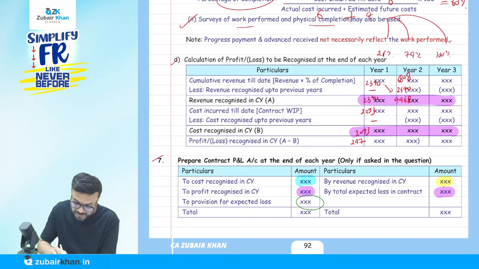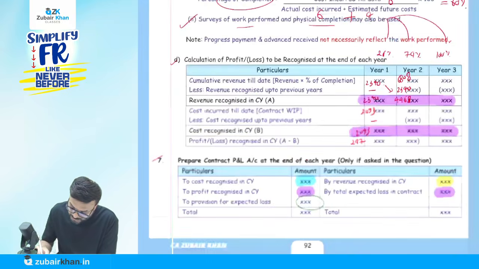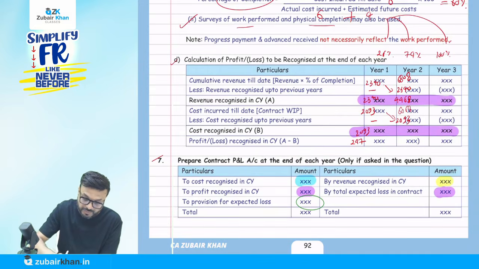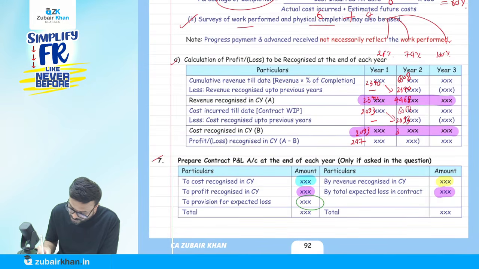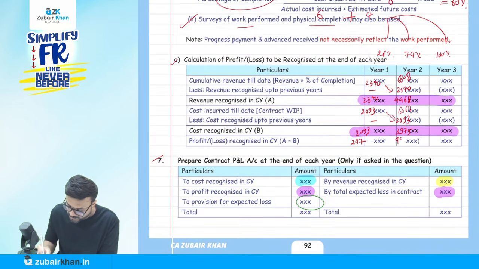4468. How much is the cost now till the end of the second year? 6068. How much did you recognize previously? That is 2093. So 6068 minus 2093, how much is that coming? 3975. So here 4468 minus 3975, that is coming 493. Simple.